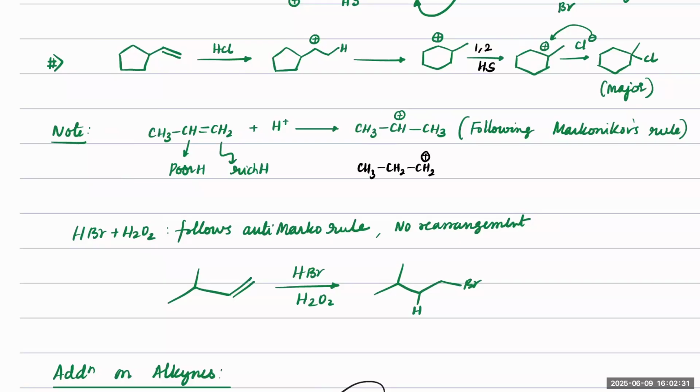But when this reaction mechanism was not standardized, in those days, they didn't know how to differentiate these two. So what they said: if a positive charge is coming on a carbon which already lacks hydrogen, then we say it is following Markovnikov's rule. Got it? But if a positive charge is coming on a carbon which already has more number of hydrogens, then we say it is following anti-Markovnikov's rule.